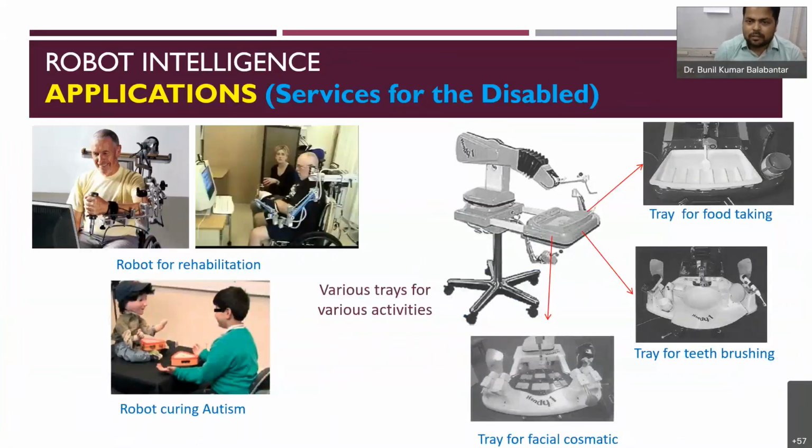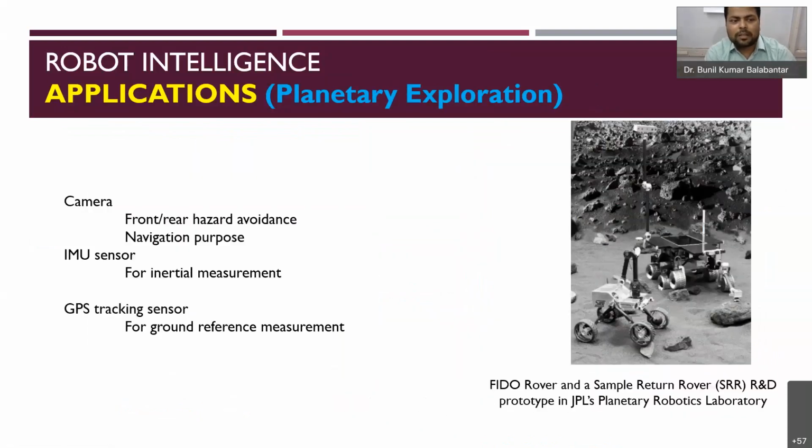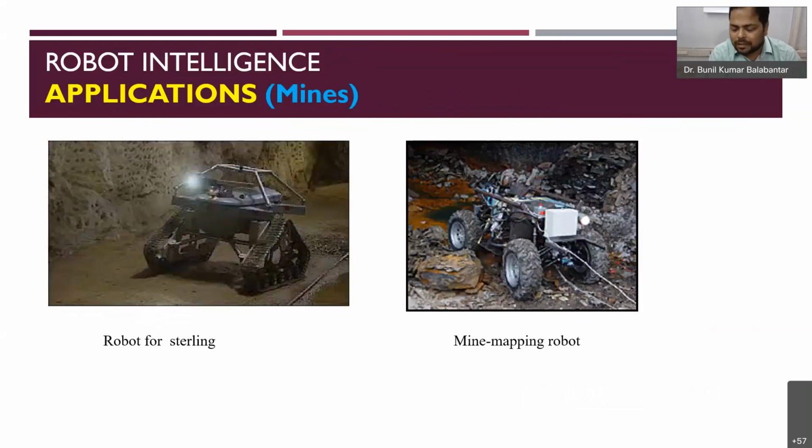Now see, there are services for the disabled, as I told. Here it is the rehabilitation robot. Here is a different tray for food taking. This is a robot which is taking certain foods. Here is the teeth brushing. Now robotic teeth brushing is there, and facial cosmetics too. So the robot is also playing a vital role in such applications. So these are the varieties of other robots. I'm just keeping this part short because a lot of other information is coming. So these are the different applications.